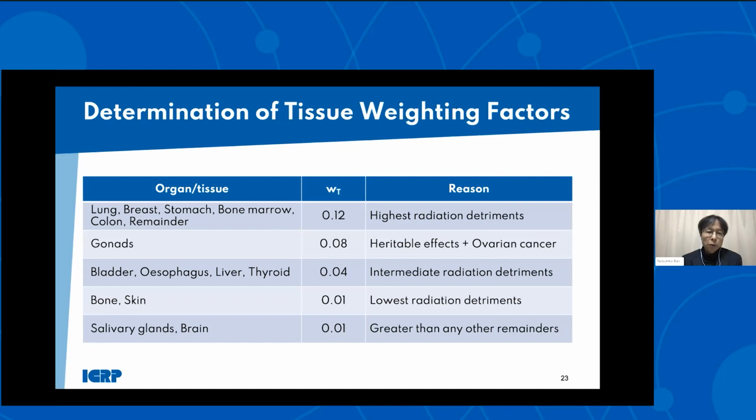Radiation detriment was not assessed for salivary glands and brain, so they are part of other solids, strictly speaking, but if judged, their risk would be greater than any other remainder tissues. So 0.01 of WT was assigned specifically for these 2 tissues.